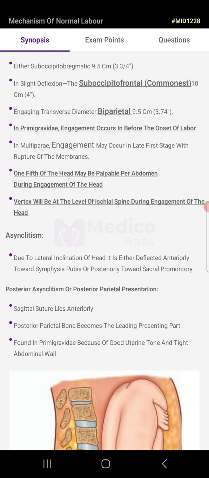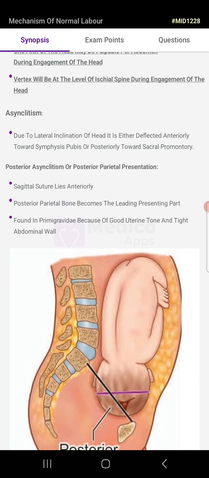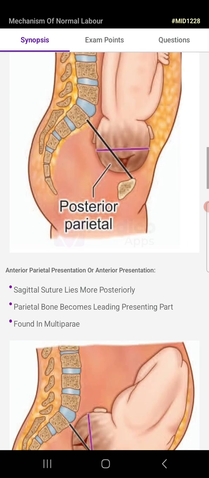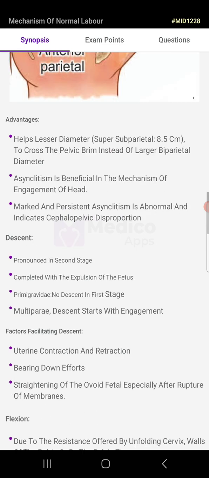Asynclitism. During lateral inclination, the head is either deflected anteriorly towards the symphysis pubis or posteriorly towards the sacral promontory. Posterior asynclitism, or posterior parietal presentation: the sagittal suture lies anteriorly and the posterior parietal bone becomes the leading presenting part, found in the primigravida because of good uterine tone and a tight abdominal wall. Anterior asynclitism, or anterior parietal presentation: the sagittal suture lies more posteriorly and the anterior parietal bone becomes the leading presenting part, found in the multipara.